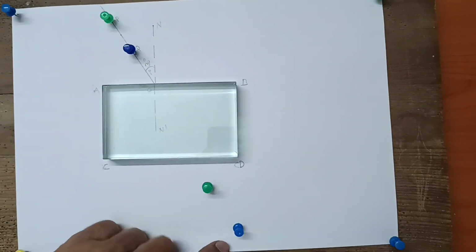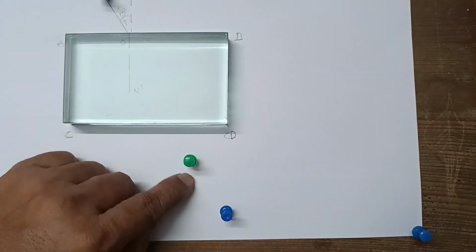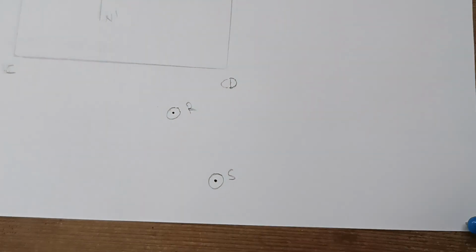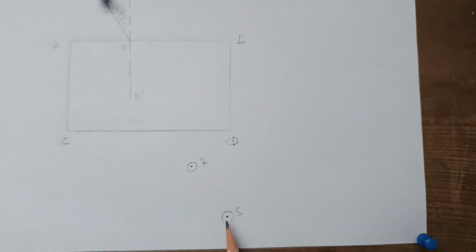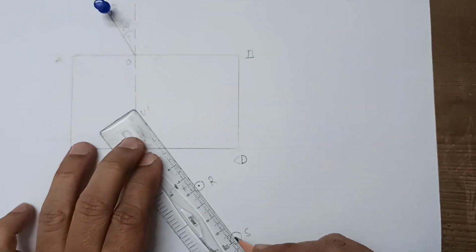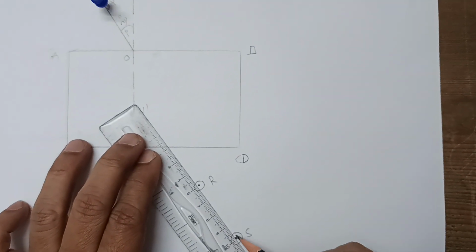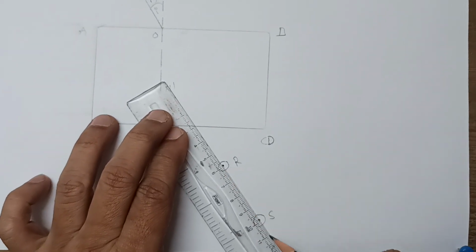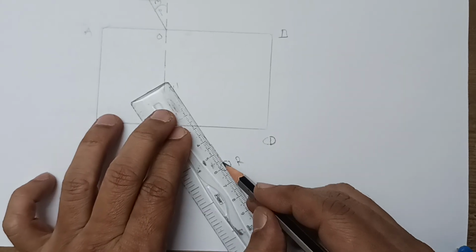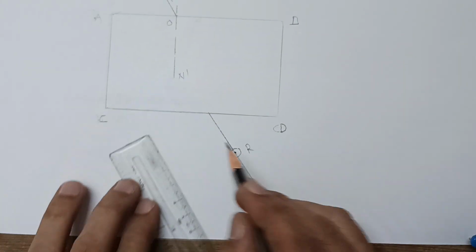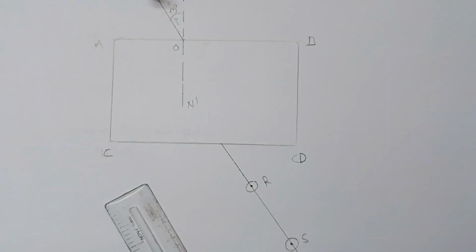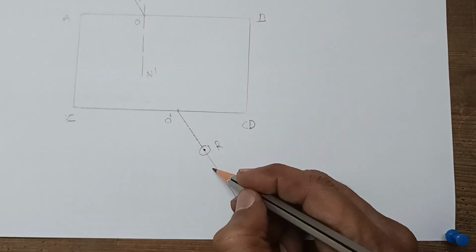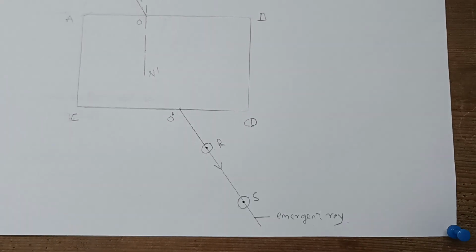Okay, now you have to remove the pins and we have to join these 2 points. After removing the pins, we can mark these 2 points as R and S and join R and S with a scale and produce it backward in such a way that it touches the surface CD. This ray is called the emergent ray, and draw the arrow mark for the direction of the emergent ray.